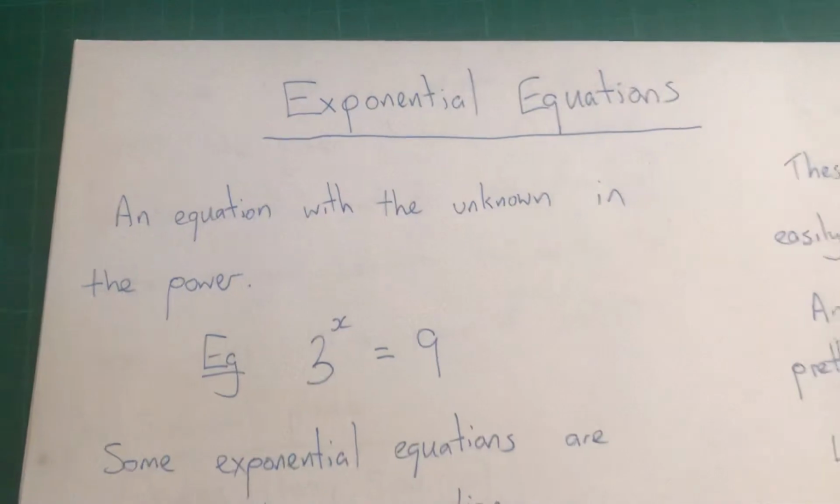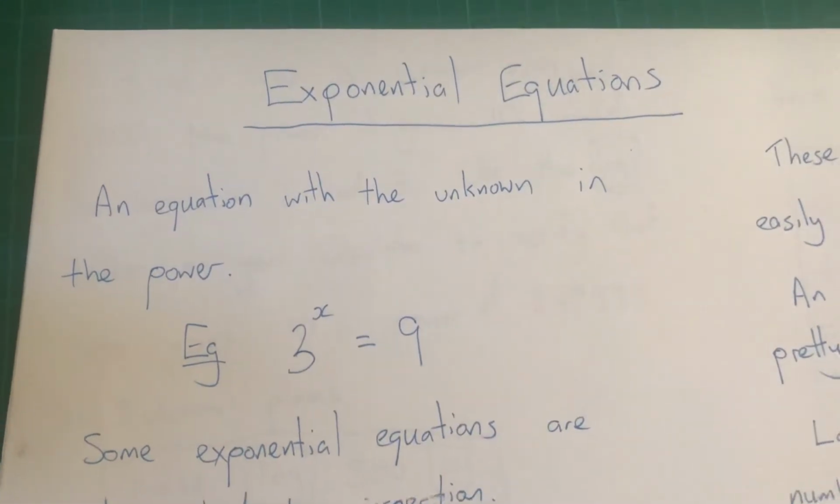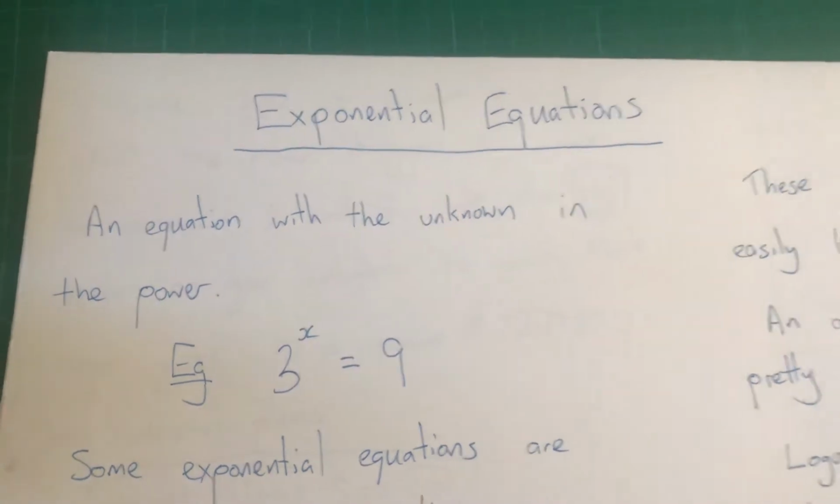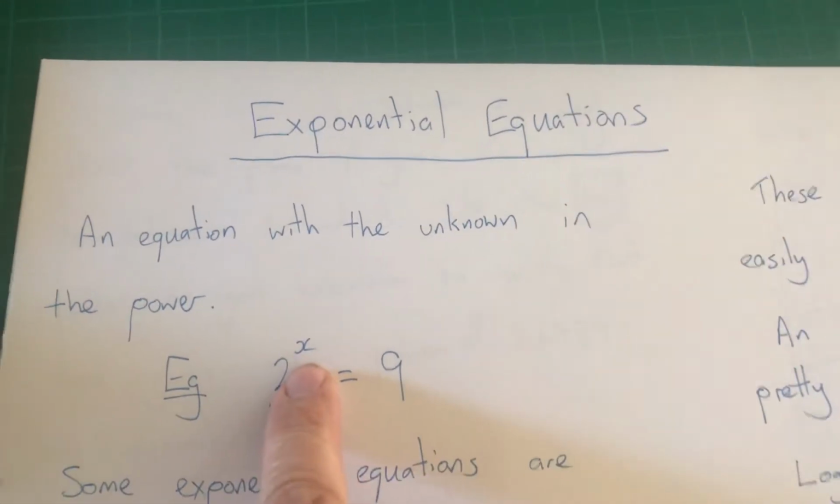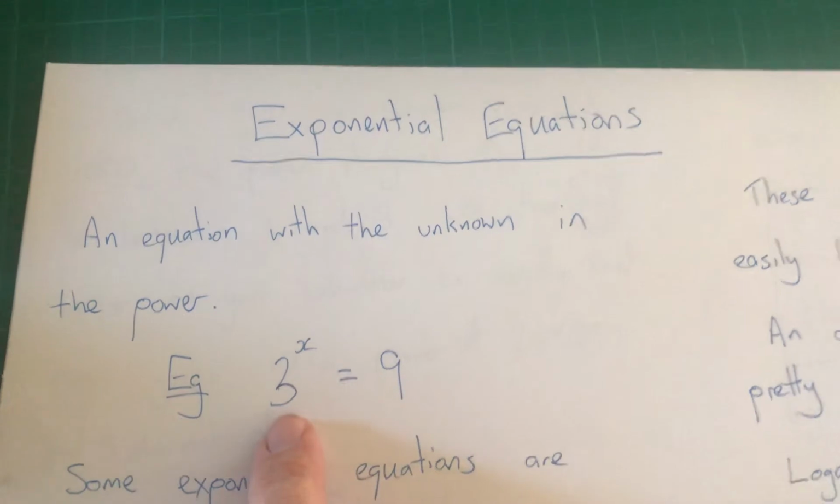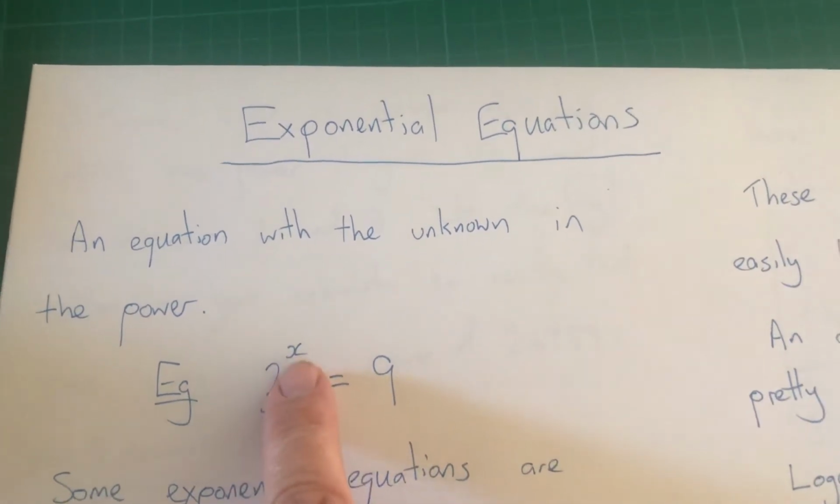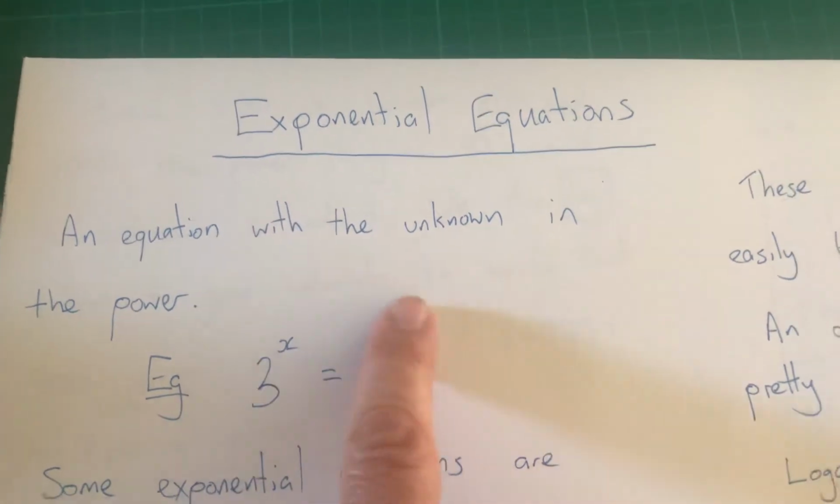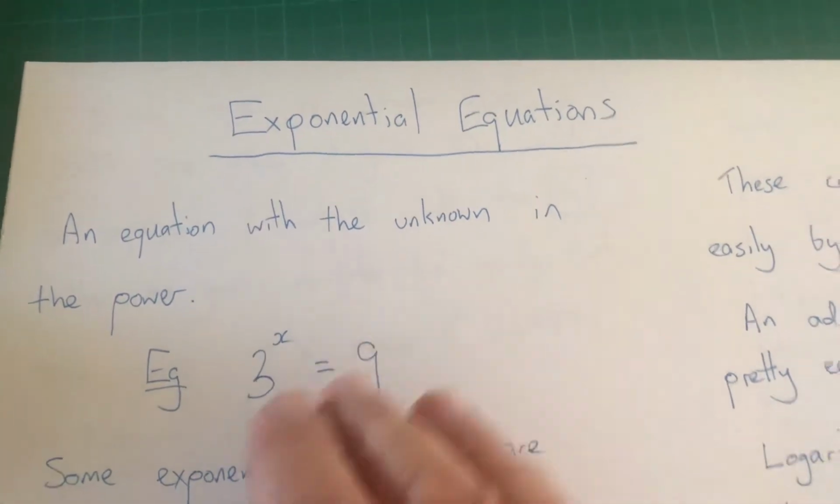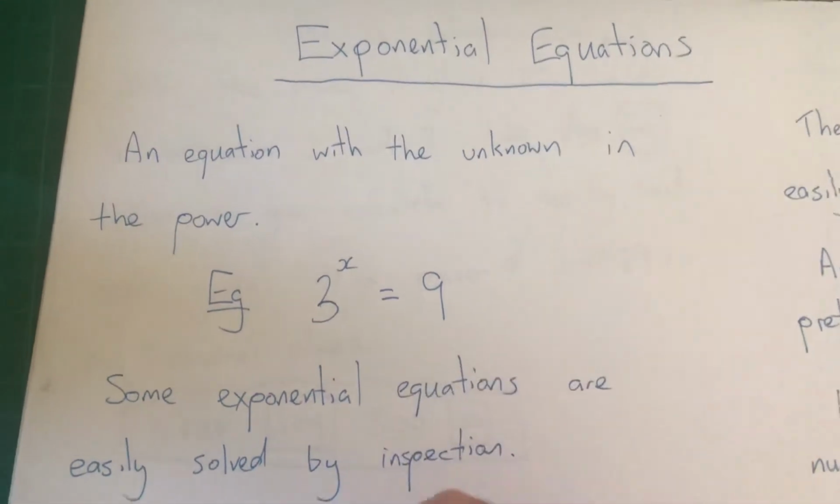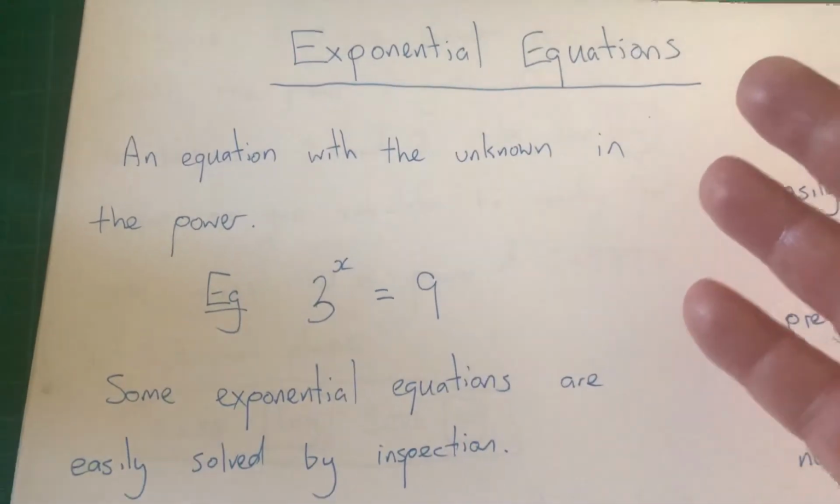Okay, so an equation with the unknown in the power is an exponential equation, right? Exponential because another word for power is exponent. So here we've got 3 to the power of x equals 9. Because the unknown is in the power, this is an exponential equation. Now some exponential equations like this one are very easily solved just by inspection. Inspection just means just looking at it.